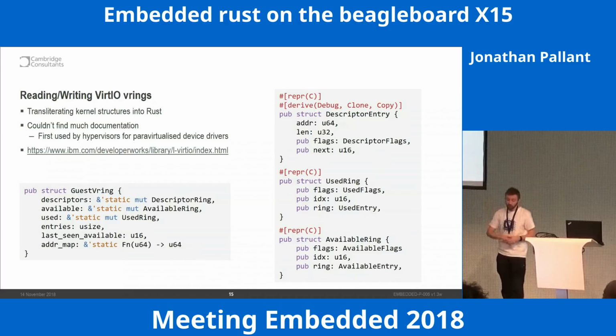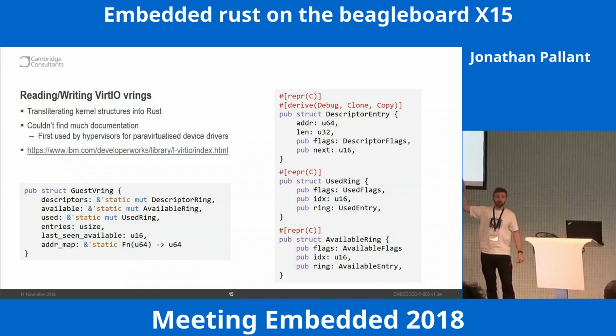There's a standard on the IBM website. You can go and have a look. It's really nice. The takeaway here is if you find yourself needing to exchange information in shared memory, just use Virtios, because as a circular buffer system, they're really neat.